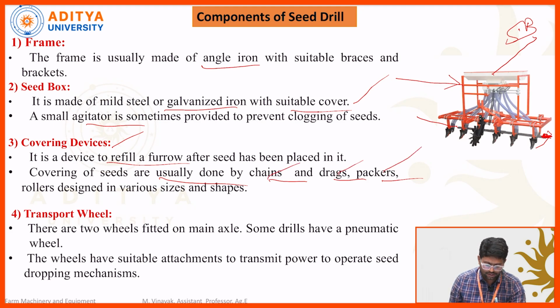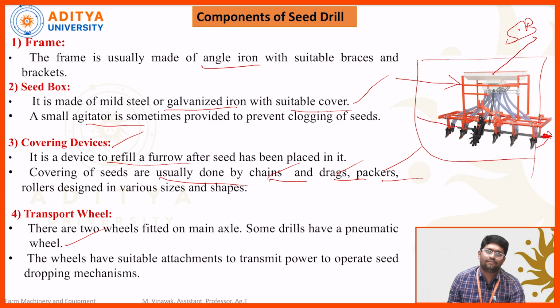Next one is the transportation wheel. There are two wheels fitted on the main axle. Some drills have pneumatic wheels also. So in this particular seed drill there is no transportation wheel. Okay, so sometimes we need to carry the seed drill from one place to another place. So by using the transportation wheel or a pneumatic wheel, we can transport the seed drill from one place to another place.